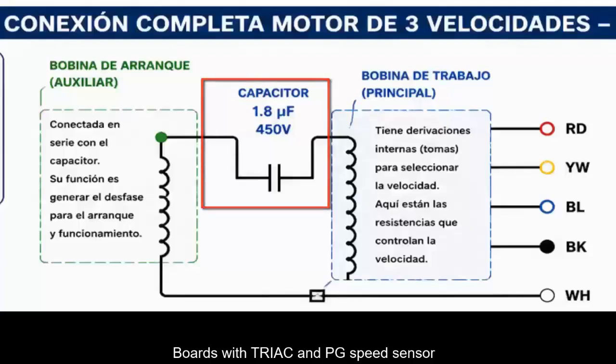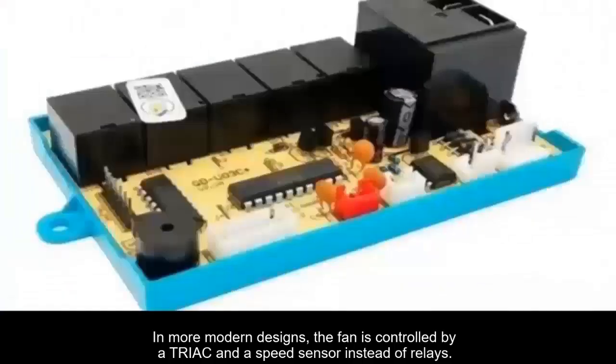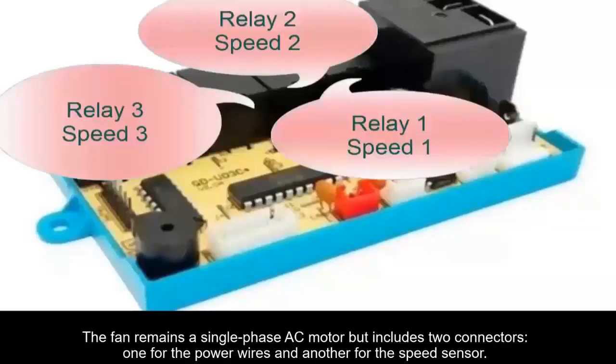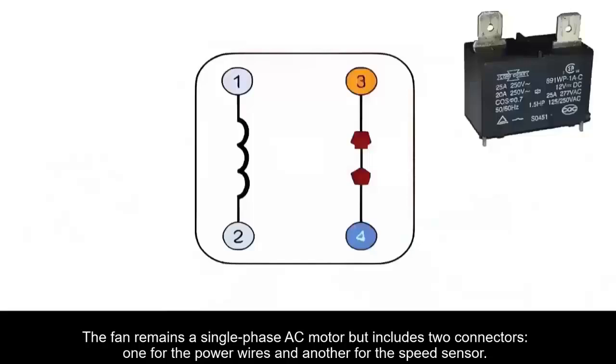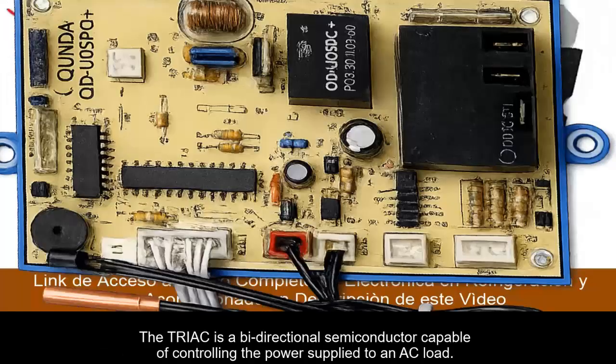Boards with Triac and PG speed sensor. In more modern designs, the fan no longer is controlled through relays, but by a Triac and a speed sensor. This type of board is commonly known as a PG board. In these systems, the fan remains a single-phase AC motor, but it includes 2 connectors. One connector for the power wires, generally 3 thick wires. One connector for the speed sensor, normally 3 thin wires.